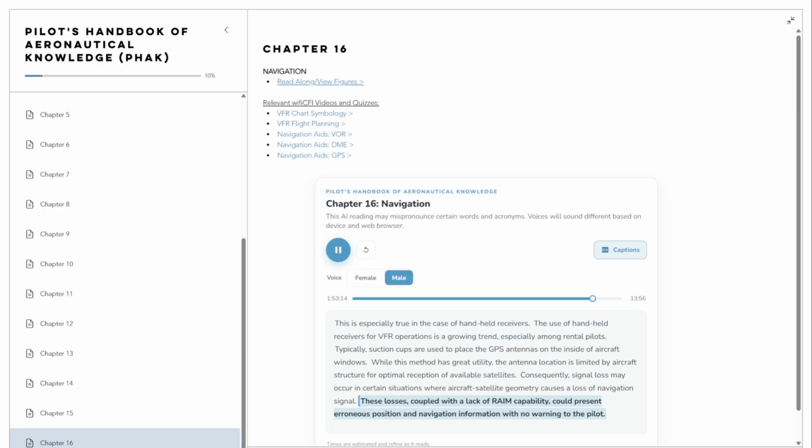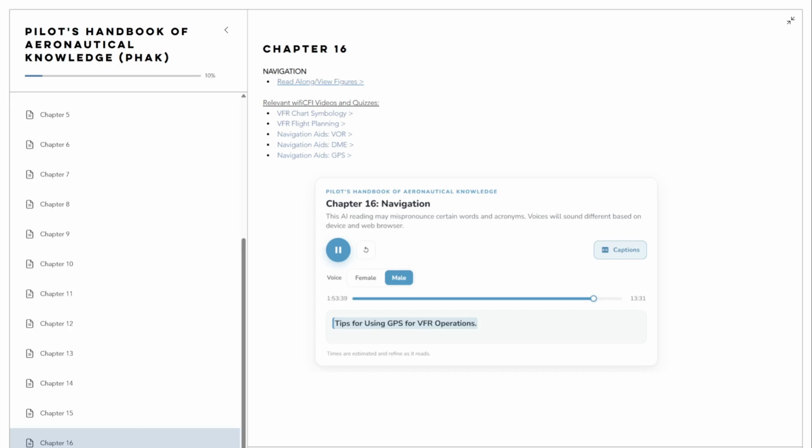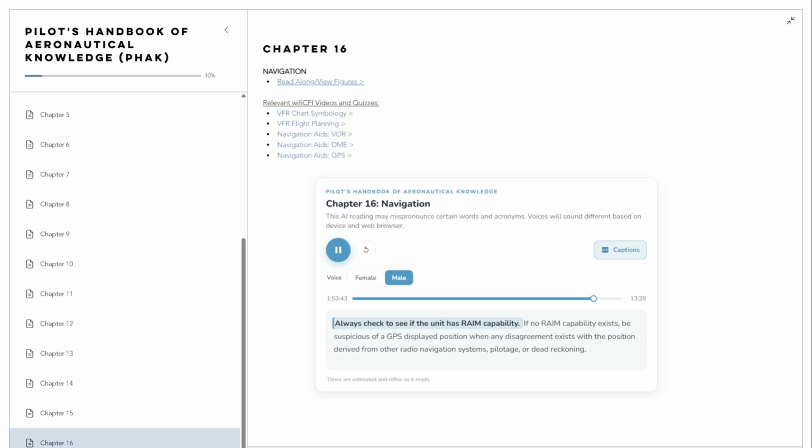While the use of handheld GPS receivers for VFR operations is not limited by regulation, modification of the aircraft, such as installing a panel or yoke-mounted holder, is governed by 14 CFR Part 43. Pilots should consult a mechanic to ensure compliance with the regulation and a safe installation. Tips for using GPS for VFR operations. Always check to see if the unit has RAIM capability.